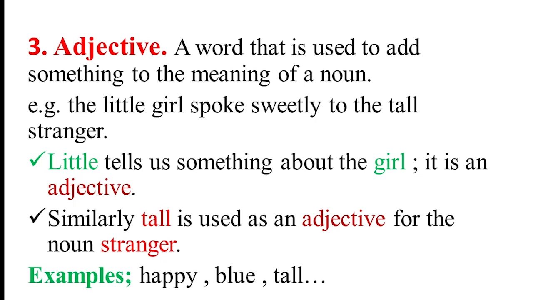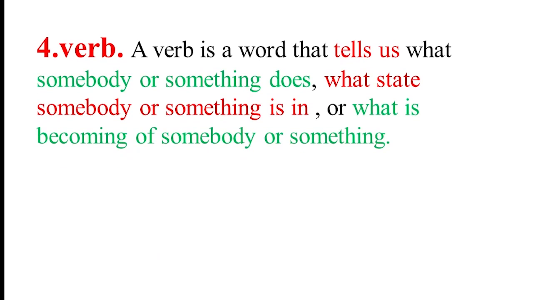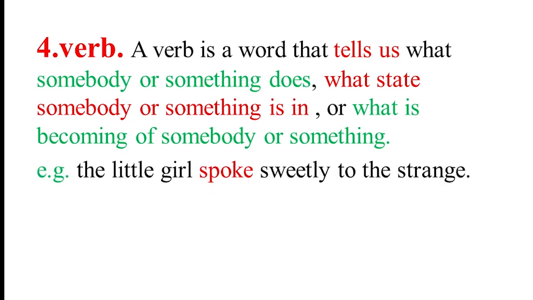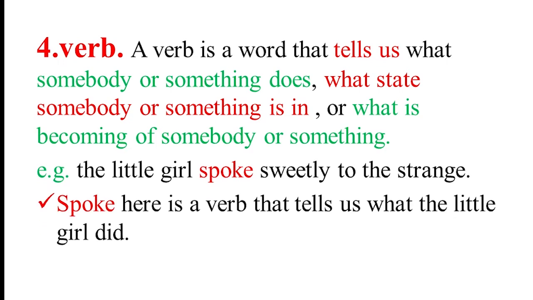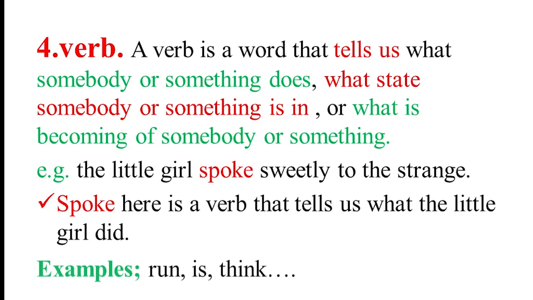are adjectives. And the fourth one is a verb. A verb is a word that tells us what somebody or something does, what state somebody or something is in, or what is becoming of somebody or something. For example, the little girl spoke sweetly to the stranger. Here, spoke is a verb that tells us what the little girl did. Other examples of verbs are run, is, think, and so on. There are so many verbs, like regular and irregular verbs. Please read more.